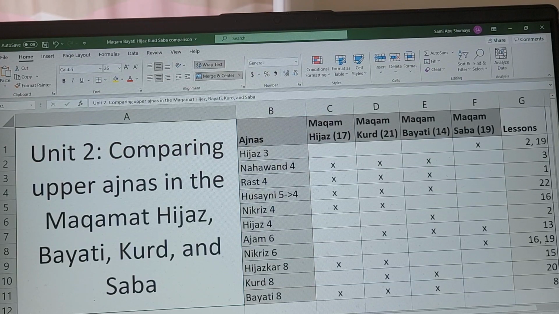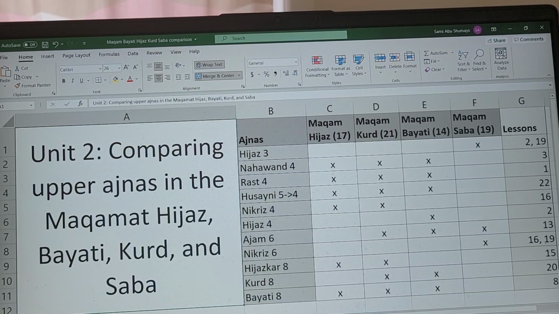Nikriz, Nahawand, Kurd. But in the context of the maqam, we can still use it, right?